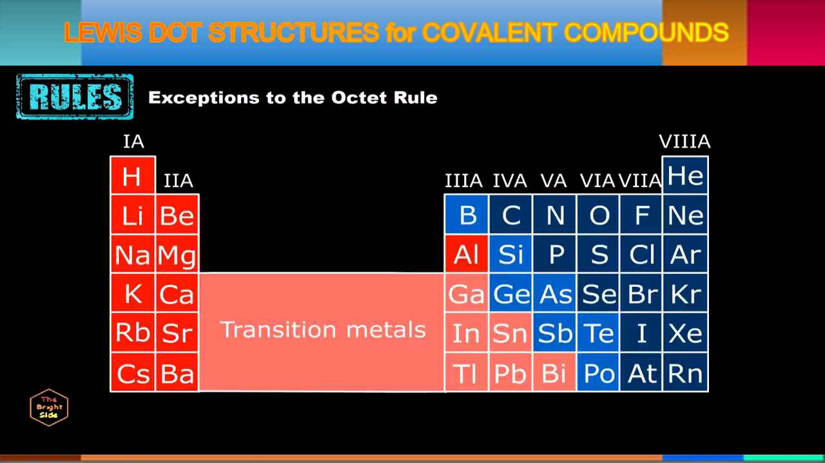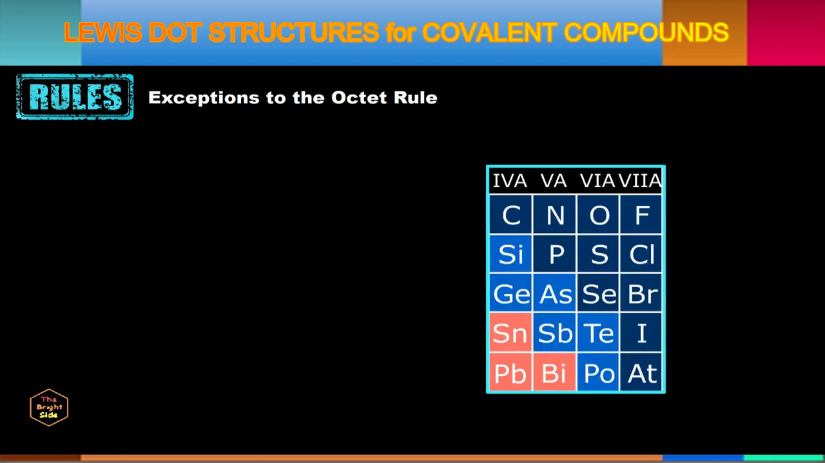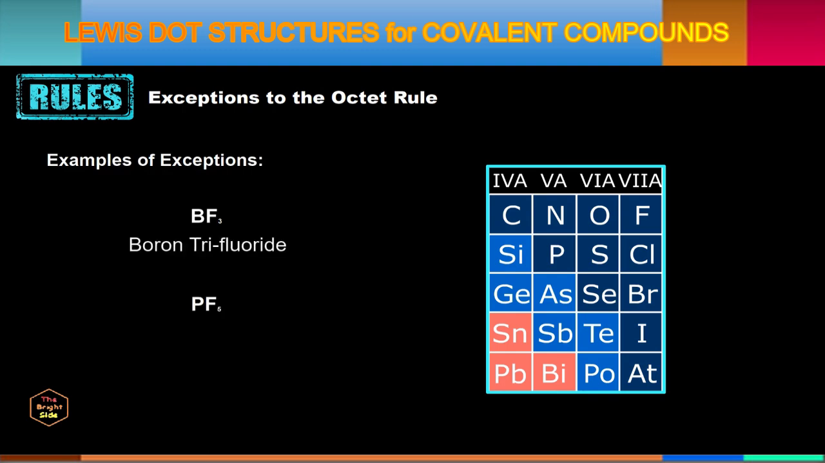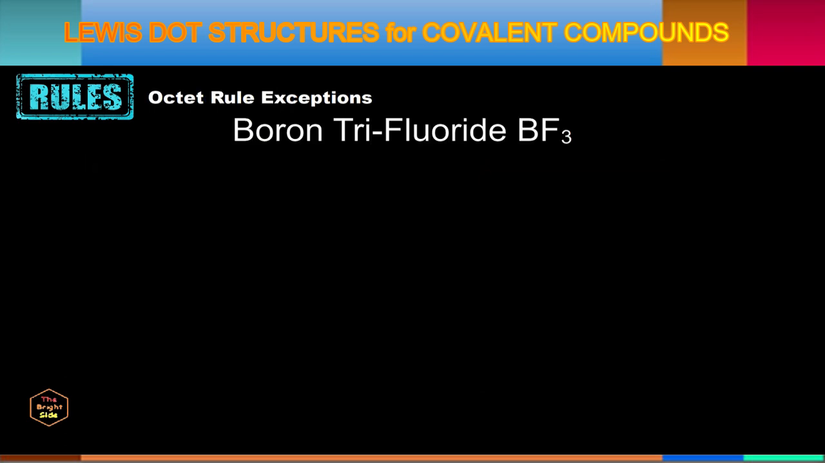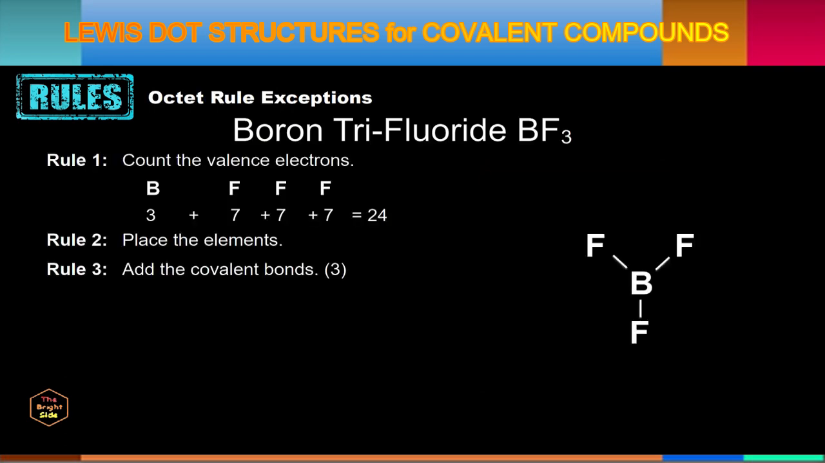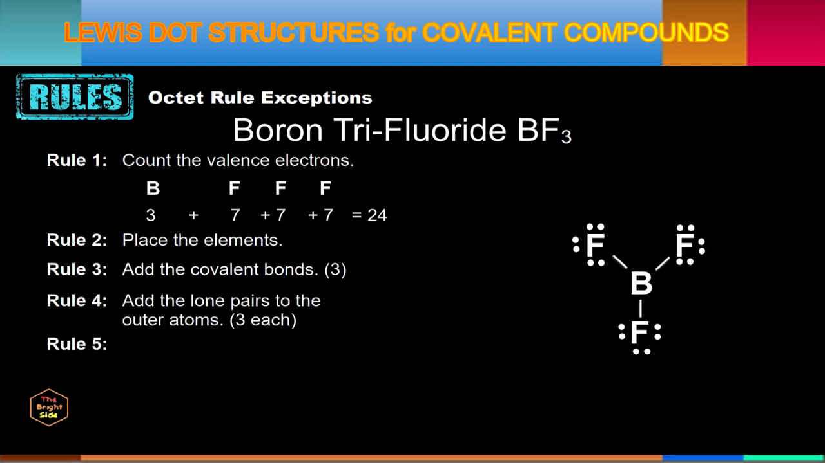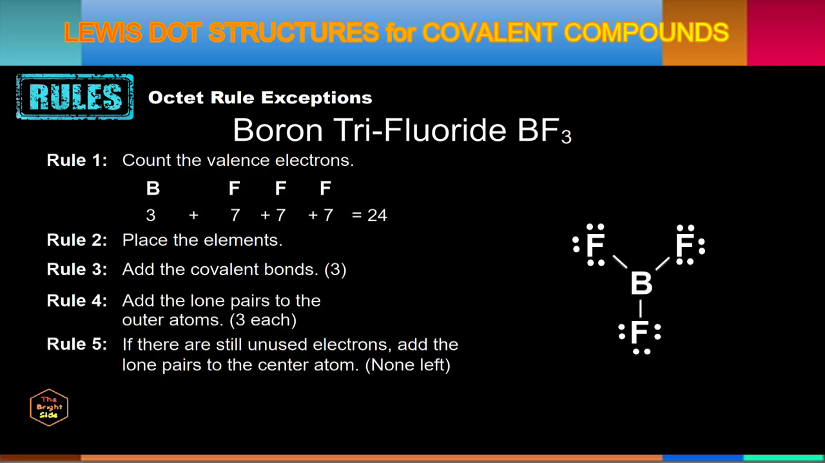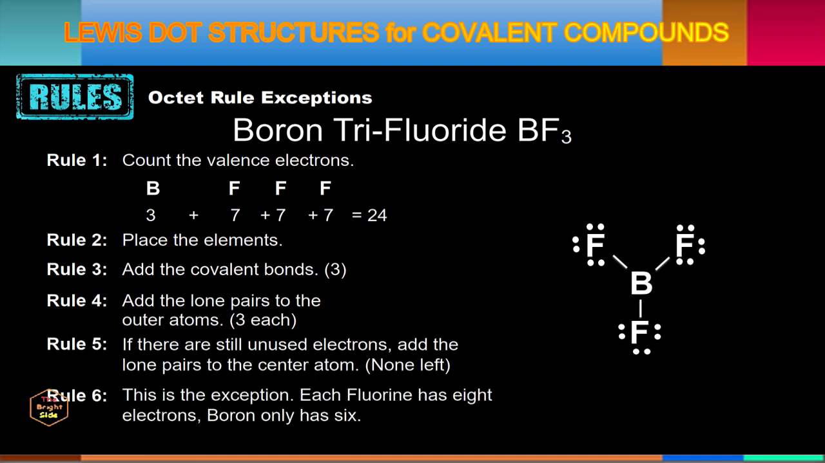The octet rule applies to groups 4A through 7A in the second row of the periodic table, but there are exceptions to the rule. Let's take a look at 2 examples, BF3 or boron trifluoride, and PF5 or phosphorus pentafluoride. We'll start by applying the first 5 rules to boron trifluoride. Next, we'll move on to Rule 6, which is where we find the exception.